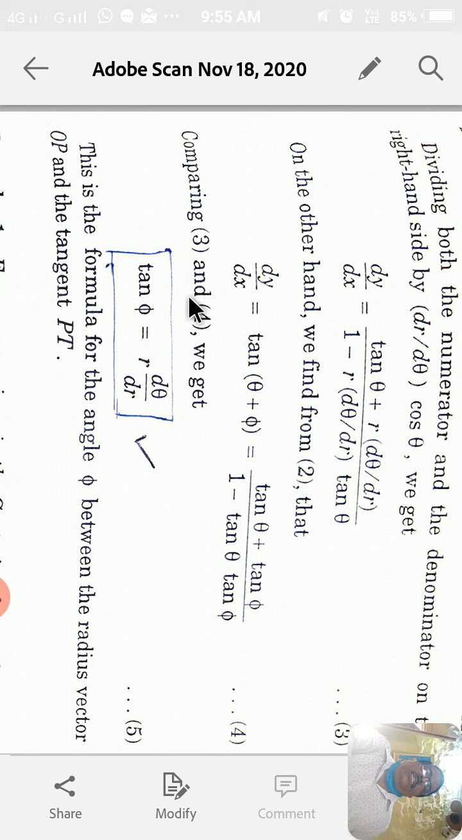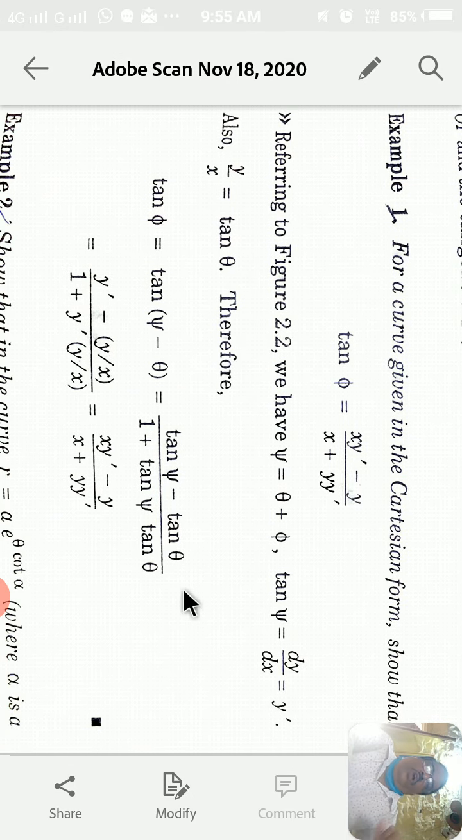So this is the formula for the angle between the radius vector and the tangent PT. So remember that this phi is nothing but the angle between the radius vector and the tangent. Now we solve some problems on this. So here the first problem is given.